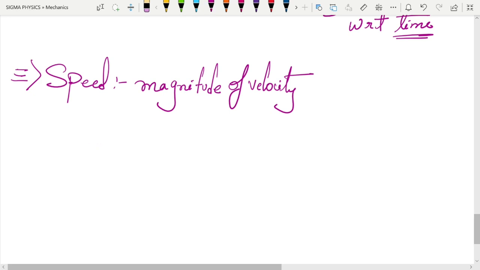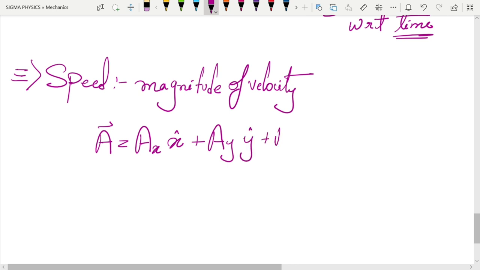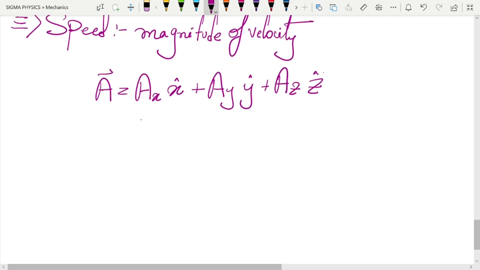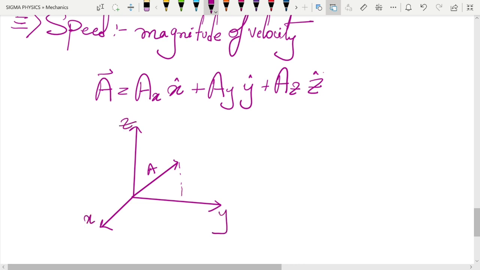Now you might be knowing that any vector, let's say we have a vector A, can be written like this, AX X cap plus AY Y cap plus AZ Z cap, right? Where AX, AY, and AZ are components of the vector A on the X, Y, and Z axis respectively. So if we have a coordinate system again over here, then any vector, let's say this is a vector A, can be represented like this, and it will have some component on, let's say this is the y-axis, this is the z-axis, this is the x-axis.